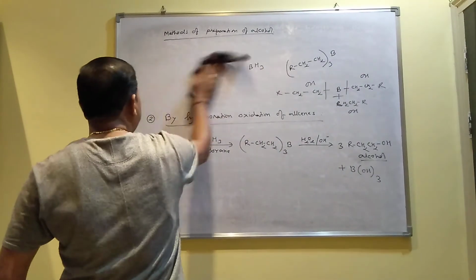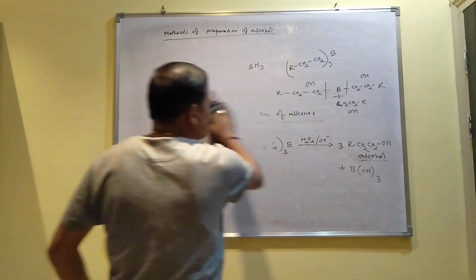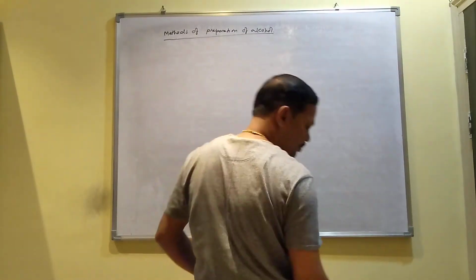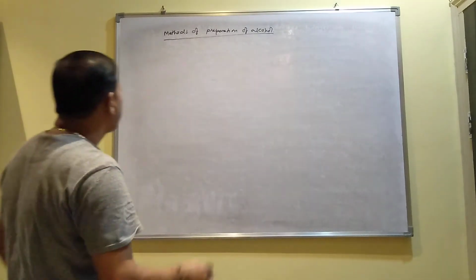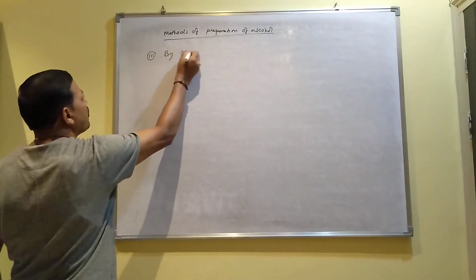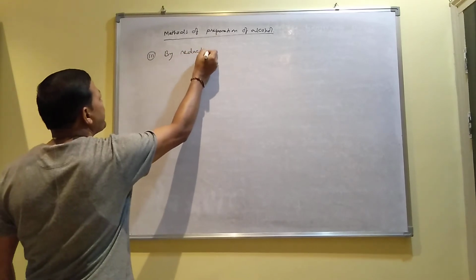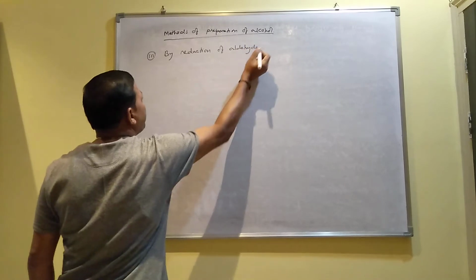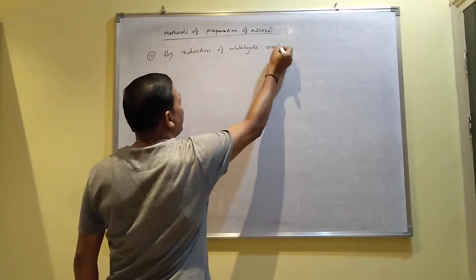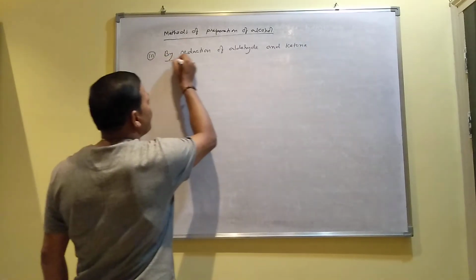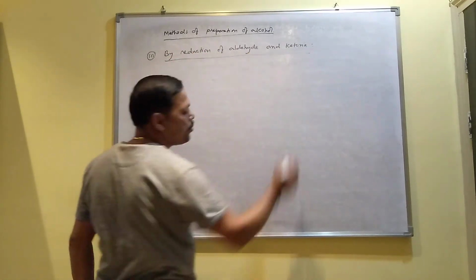Now, number 3 method: by reduction of aldehyde and ketone. This is also one important reaction.